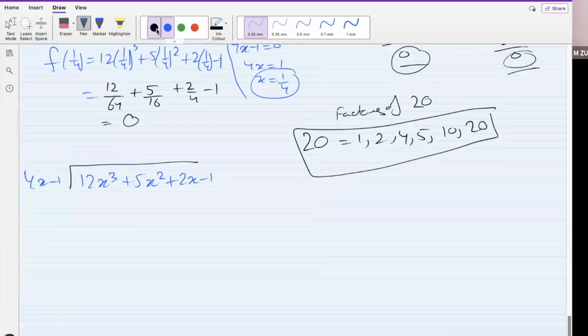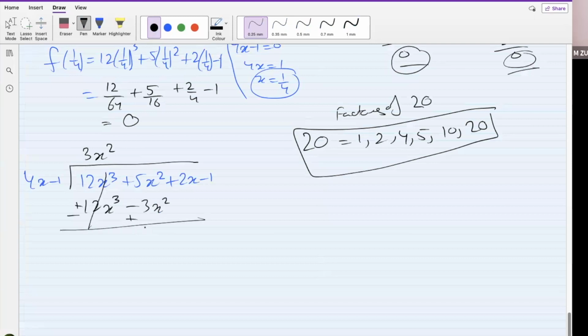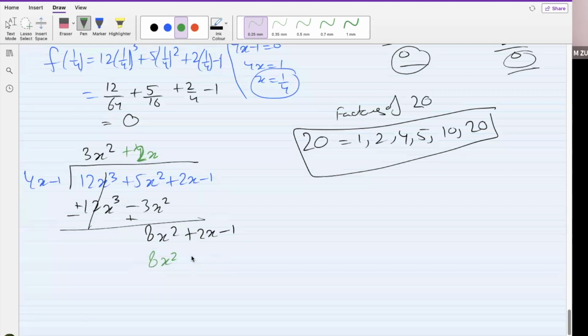So long division. In order to get 12x cube, it is 3x square. 4 times 3 is 12. x into x square is x cube. Minus 1, negative 3x square. Change the signs. Subtract: 8x square plus 2x minus 1. Again, we can get it by plus 2x. 4 into 2 is 8. x square, minus 1 is minus 2x. Positive, negative, negative, positive. You change the signs, you get rid of this.